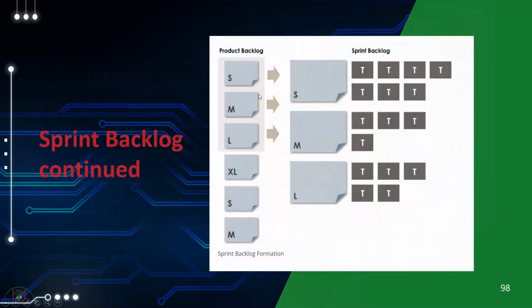And then, this is a pictorial view of the sprint backlog. So basically from the product backlog, you have prioritized the stories, you've taken up some stories which go into a particular sprint. You have small, medium, large, and then you break it up into tasks, and all of these stories will go into a sprint backlog.